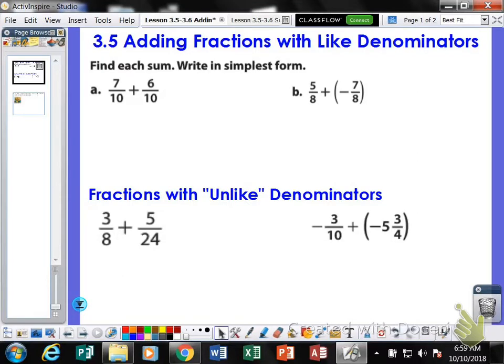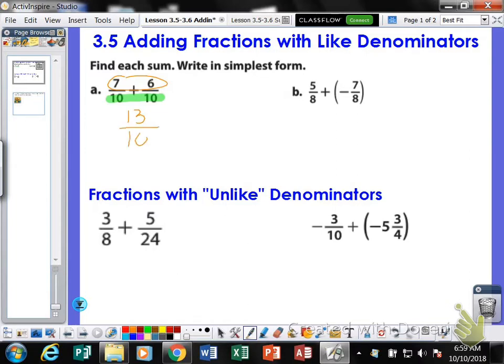In today's lesson, we're going to be adding fractions with like and unlike denominators. So this should be review. Remember that whenever we add fractions, they must have the same denominator. So as long as they have the same denominator, then all we have to do is add our numerators, which would be 13. We keep the denominator, so we have 13 tenths, and then we want to change that to a mixed number. So 10 goes into 13 one whole time with 3/10 remaining. So that's how you add with like denominators.